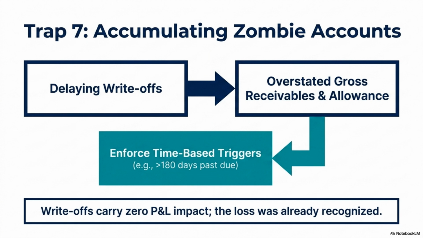For example, accounts more than 180 days past due with no active payment plan should be written off. It is also important to remember that write-offs carry zero profit and loss impact. The loss was already recognized when the allowance was established.